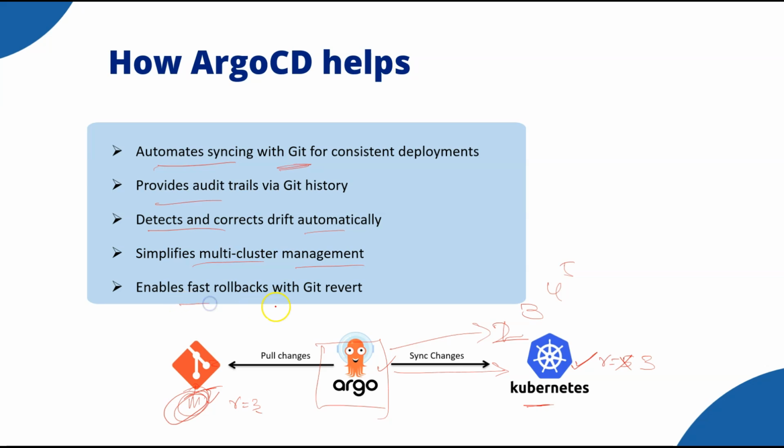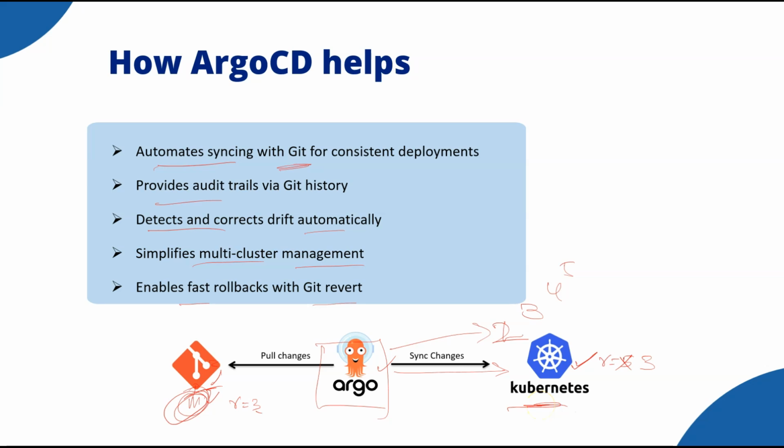Next, it enables fast rollbacks with Git revert. Again, if you want to make any changes or any rollbacks, you already have all the manifest files over here. We can just change back to the previous version. That's it. Argo CD again rolls back the changes, or syncs those changes with the cluster. So these are the advantages of using Argo CD.